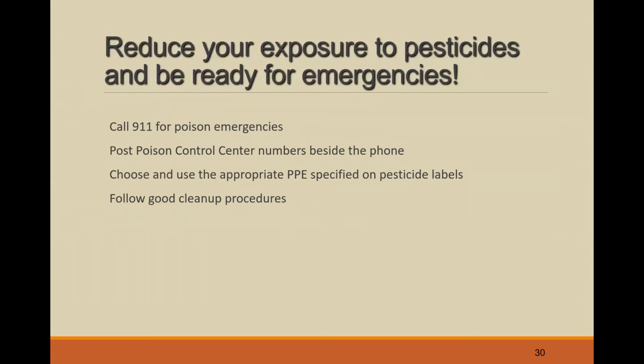The best thing you can do is reduce your exposure to pesticides and be ready for emergencies. So if we have an emergency, we call 911, poison control, and we can have those numbers close by. If we have our labels, you know, if we need all those things, it's better to have all of those when we need them and never need them as to need to have those numbers quickly and not be able to find them.